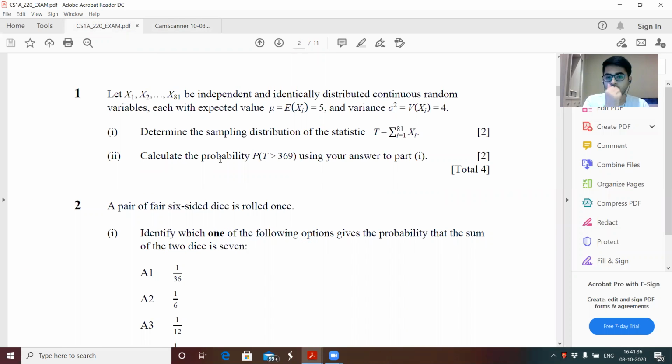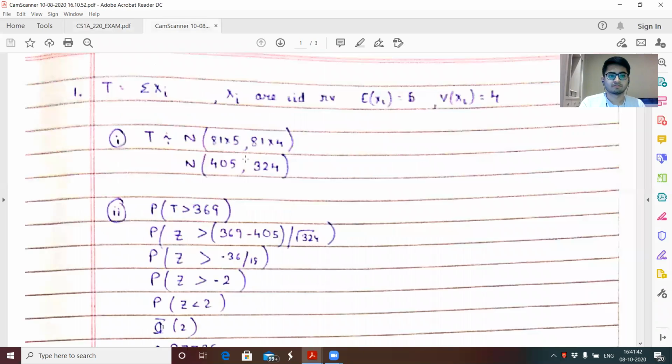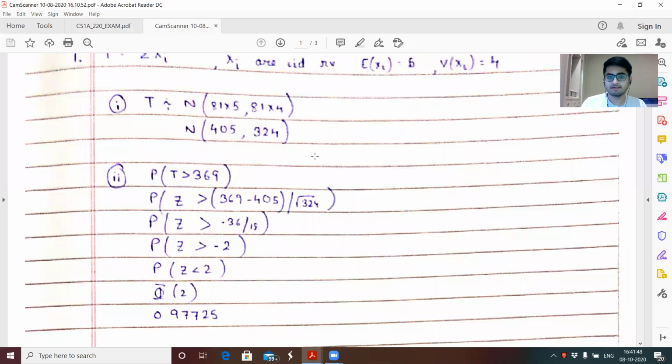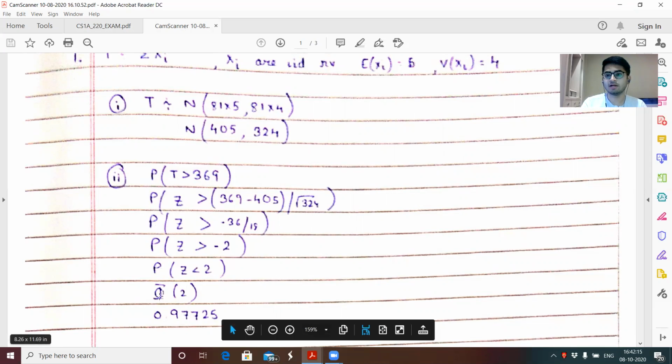Part 2 was to calculate the probability that T is greater than 369 using my part 1 result. So we need the probability T greater than 369. Then I standardize, skipping a step here: probability Z greater than (369 minus 405) divided by root 324. This comes out to be probability Z greater than minus 36 by 18, which is probability Z greater than minus 2. We know the standard normal distribution is symmetric about the point 0, so this would come out to be probability Z less than 2, that is nothing but phi of 2. And we have this value directly from the tables.